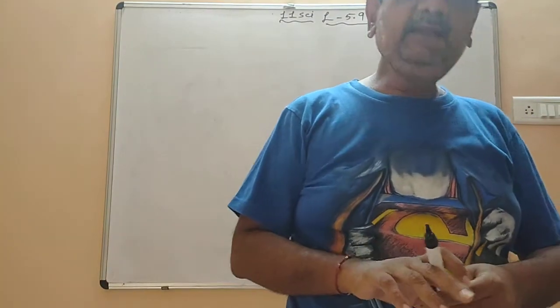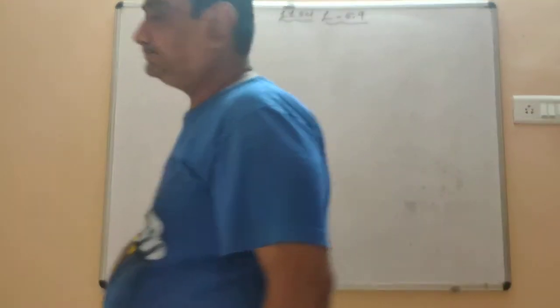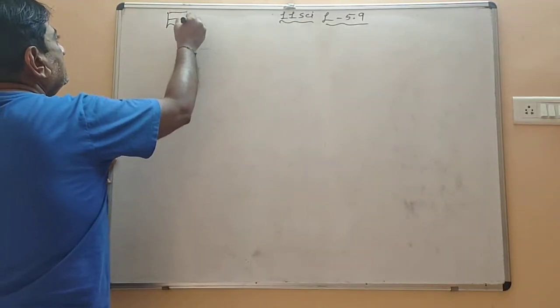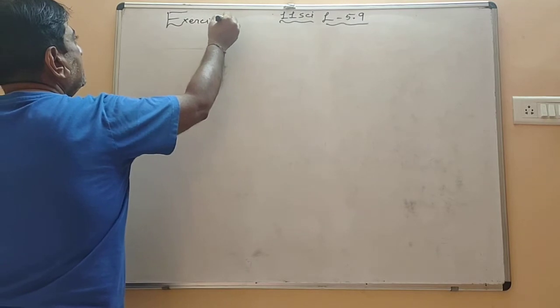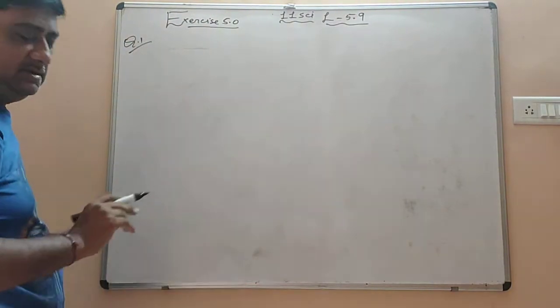Now we are at the end part of chapter number 5, which is complex number. Let us start with exercise 5, question number 1.